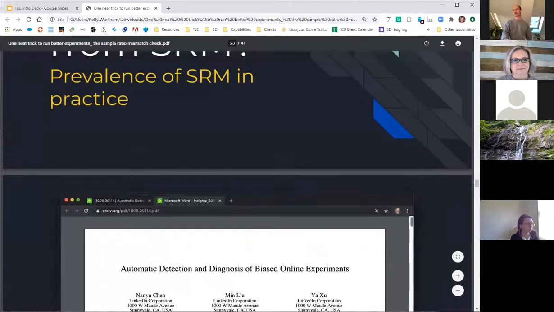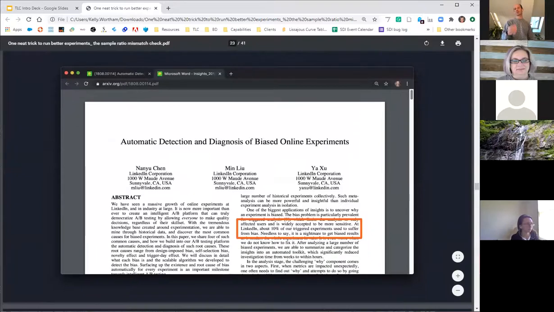And the next question would be, well, if it's straightforward to detect, who actually suffers from this problem? The paper I mentioned earlier by LinkedIn, Yaju and her team, on automated detection and diagnosing of biased online experiments, mentioned explicitly that at LinkedIn, about 10% of triggered experiments used to suffer from bias. And the bias they mean here is SRM. So that's about 1 in 10 experiments at LinkedIn, who actively checks for SRM, would have an SRM.